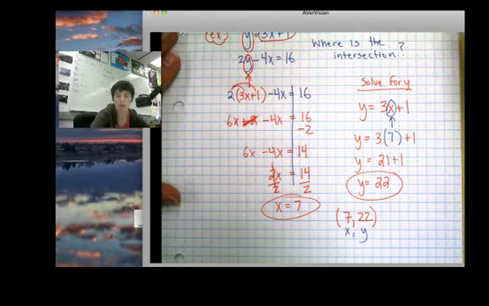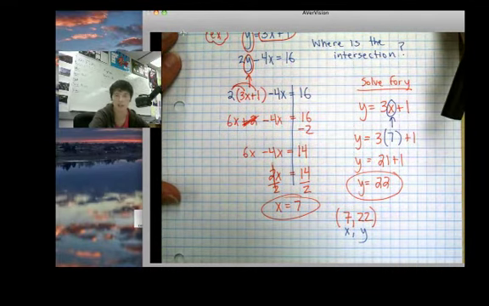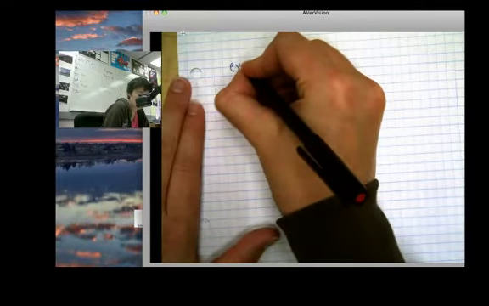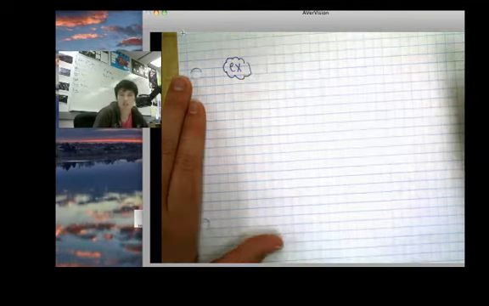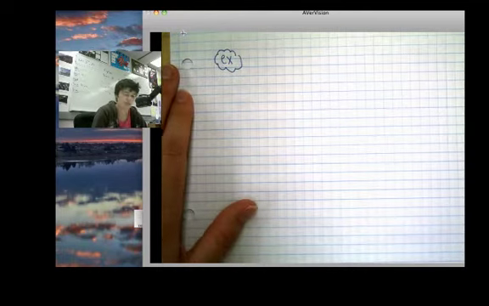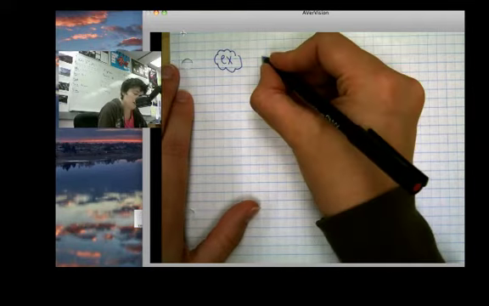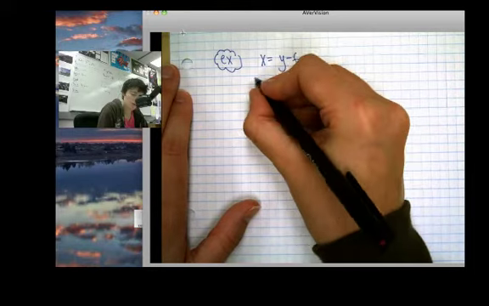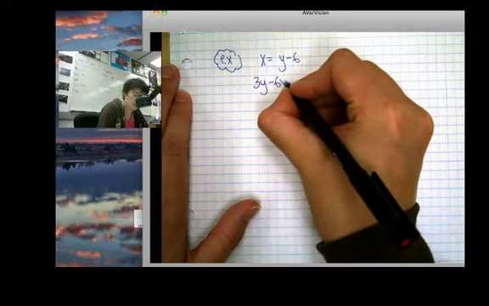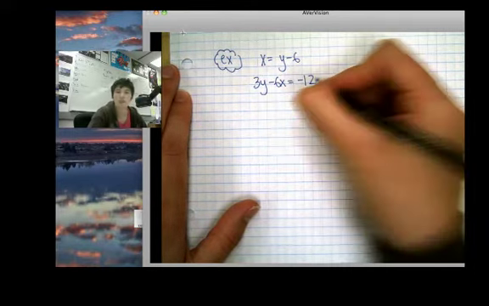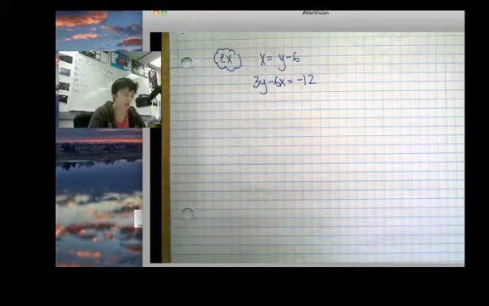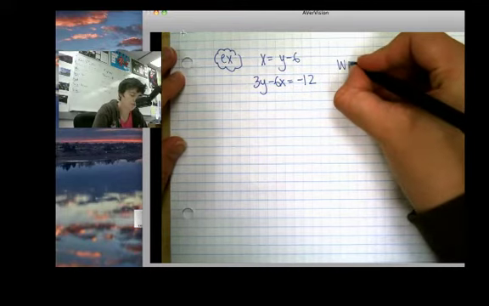We should practice one more because they can all look different, and some are easier than others. So I'm going to give you one last example, and I actually recommend you copy this and then pause the video and try it. Just to see, because if you can do this, then you know you remember your skills. So what if I gave you x equals y minus 6 and 3y minus 6x equals negative 12? Pause the video and see if you can solve using substitution. So where do these lines intersect?